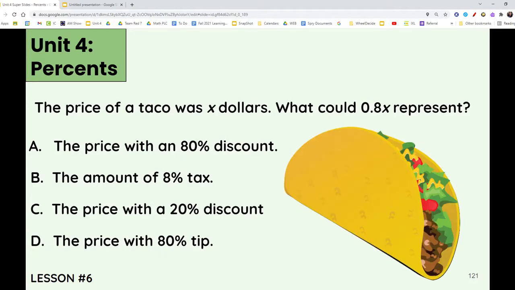The price of a taco was X dollars. What could 0.8X represent? A, the price with an 80% discount. B, the amount of 8% tax. C, the price with a 20% discount. Or D, the price with 80% tip.